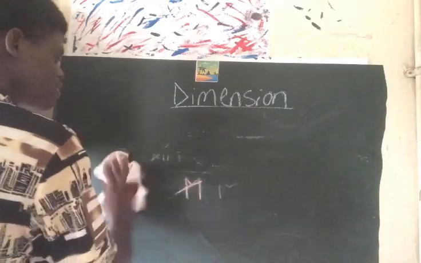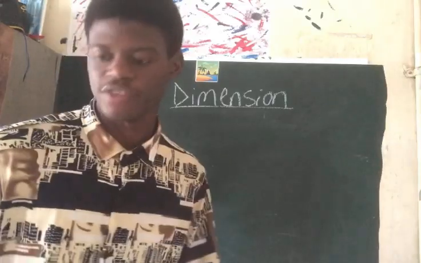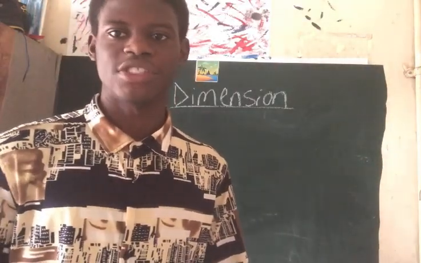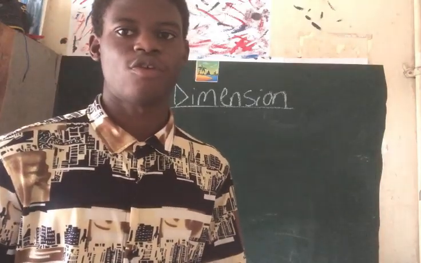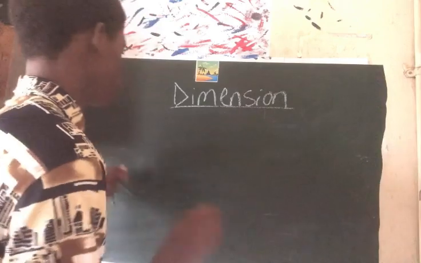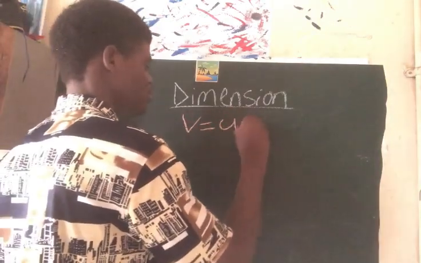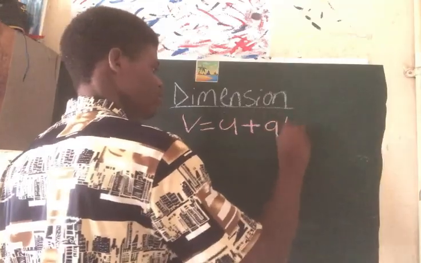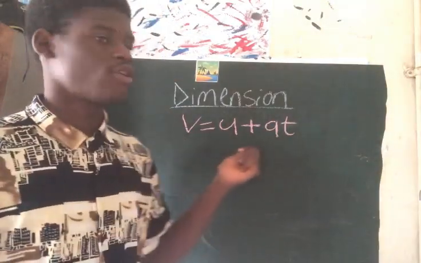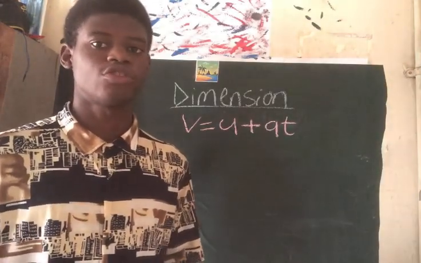Now, there's what we call the usefulness of dimension. It is used to prove if an equation is correct and to show the dependency of a variable. So there's this question where they'll give you, let's use this one, v is equal to u plus at. Then they'll say show that this is a correct equation. So we use dimension to show if an equation is correct.